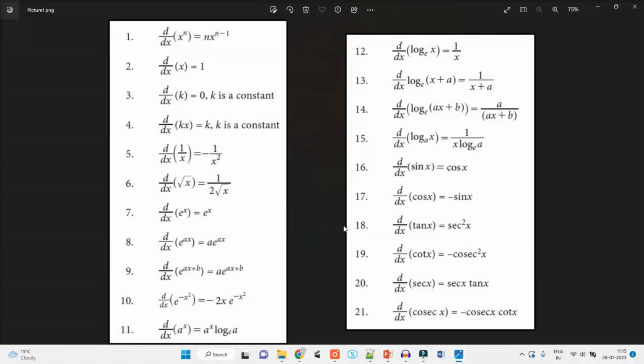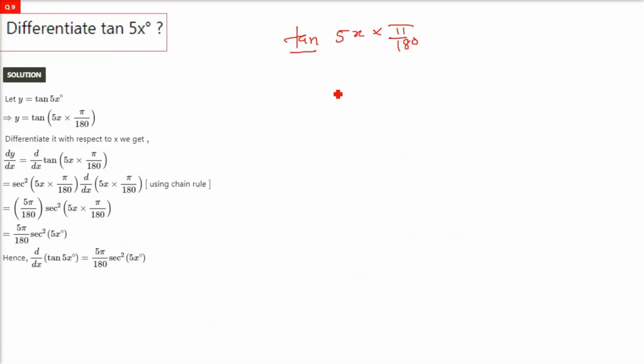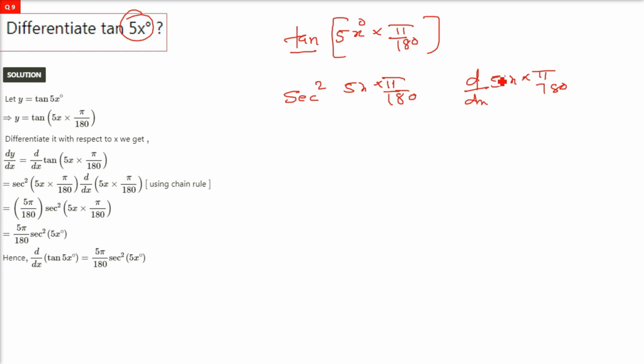So tan we have already seen. d by dx of tan x is sec square x. So you can just write whatever is inside, doesn't matter. You just write sec square and whatever is inside just put it here. 5x times pi by 180. Now degree we have converted into radian. Then only you can differentiate. But now 5x into pi by 180 is also remaining. Chain rule. So differentiation of 5x into pi by 180, the constant will come out. So 5 pi by 180 will come out. And d by dx of x is going to be 1. So only 5 pi by 180 will be there.